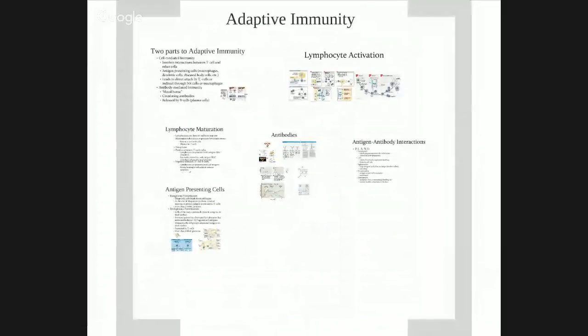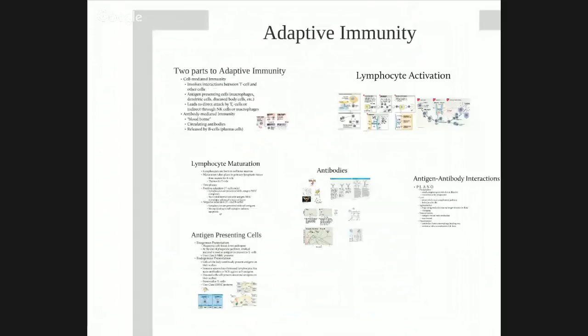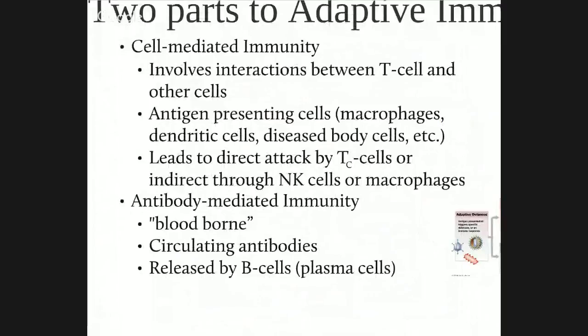So that brings us to the adaptive immune system. Now, to describe it, let me zoom in here. There's basically two parts to adaptive immunity, what we call cell-mediated immunity and what we call antibody-mediated immunity. It's based on two types of lymphocytes, what we call T lymphocytes and what we call B lymphocytes. The T lymphocytes are responsible for cell-mediated immunity.